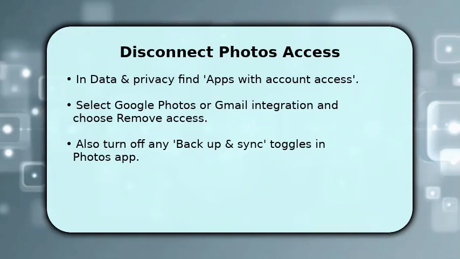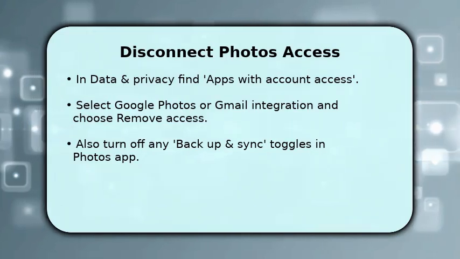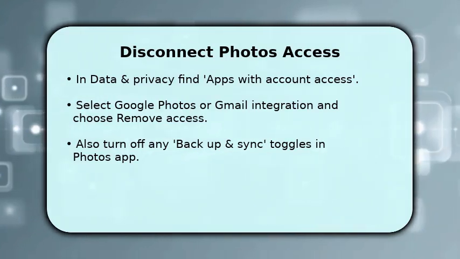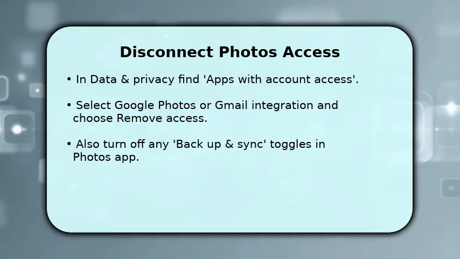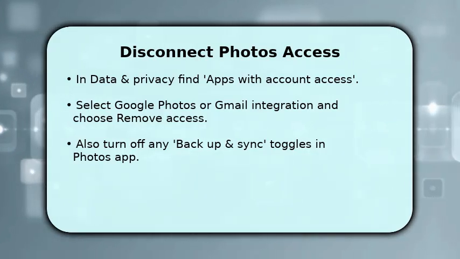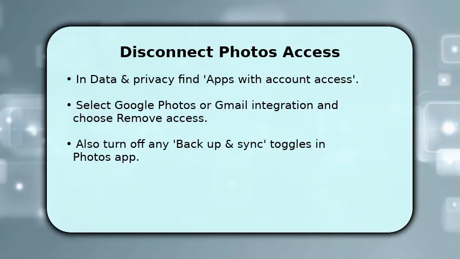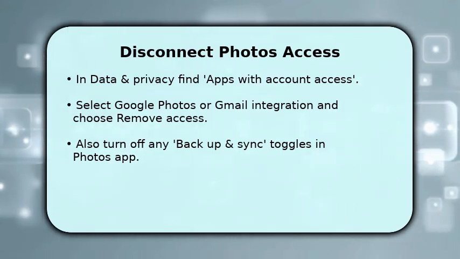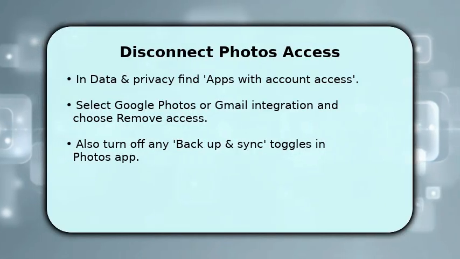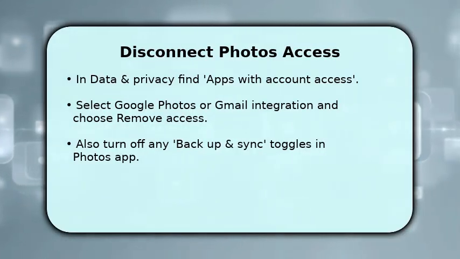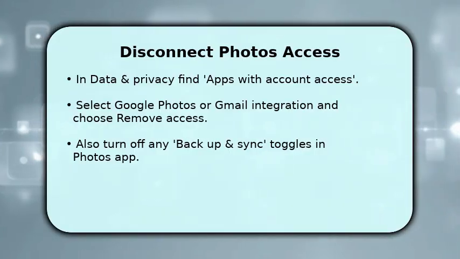You now remove the link. In Data and Privacy, tap Apps with account access, locate any Google Photos and Gmail-related entries, then choose Remove Access. This severs the authorized connection. Make sure to check the Google Photos app settings for backup and sync and turn it off if you want to stop uploads. Once done, confirm Gmail no longer suggests photos when composing.